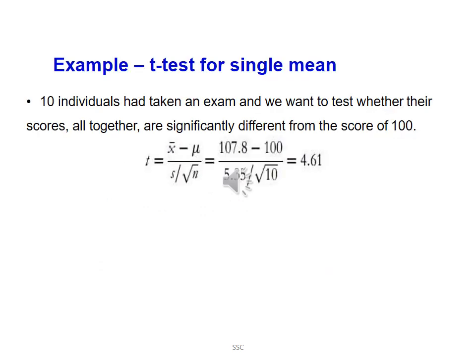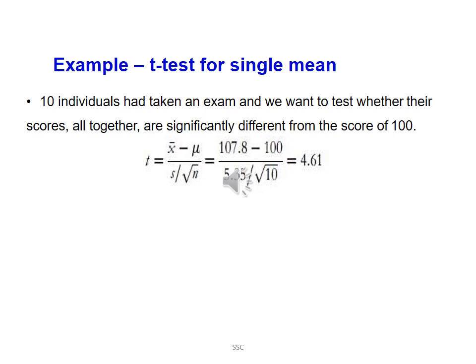Research statement is given here. For example, t-test for single mean. 10 individuals had taken an exam and we want to test whether their scores all together are significantly different from the score of 100. Here t is equal to x bar minus mu by s by root n. The value of x bar is 107.8 and the population mean is 100. Standard deviation is 5.35 and the sample size is 10.